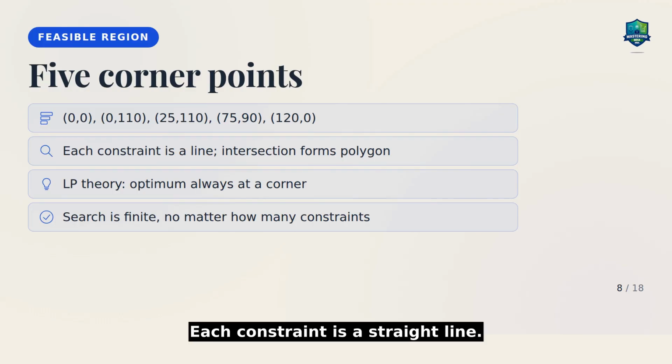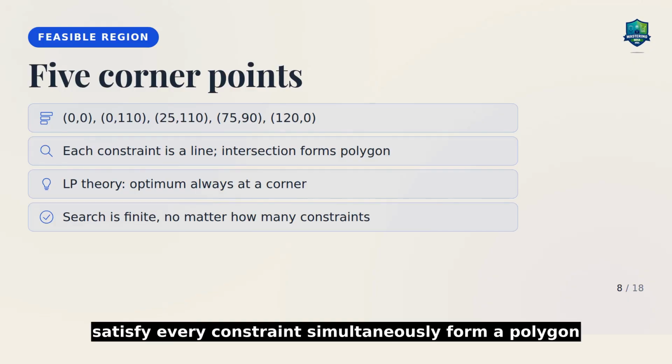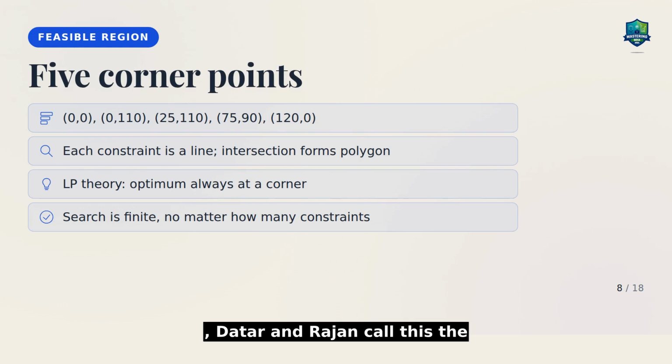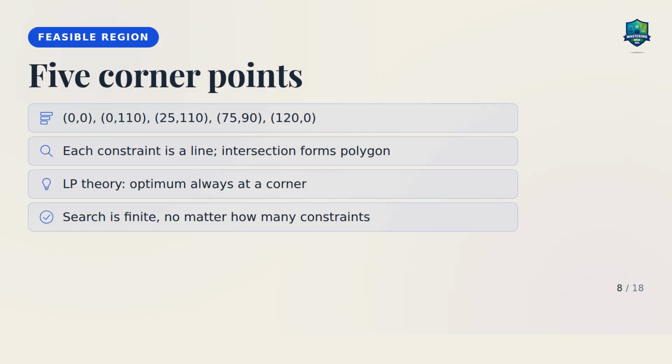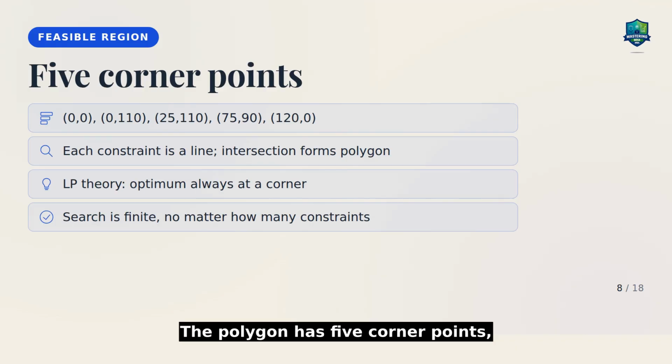Plot the constraints on a graph with S on one axis and B on the other. Each constraint is a straight line. The combinations of S and B that satisfy every constraint simultaneously form a polygon. Datar and Rajan call this the area of feasible solutions. The polygon has 5 corner points: (0, 0), (0, 110), (25, 110), (75, 90), and (120, 0). Linear programming theory tells us the optimum always lies at a corner point. So the search is finite no matter how many constraints exist.